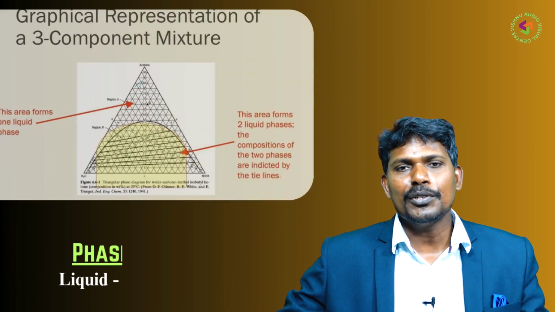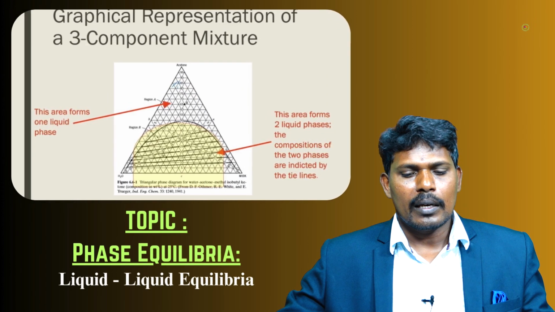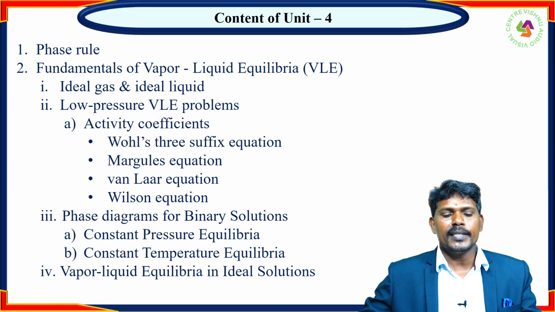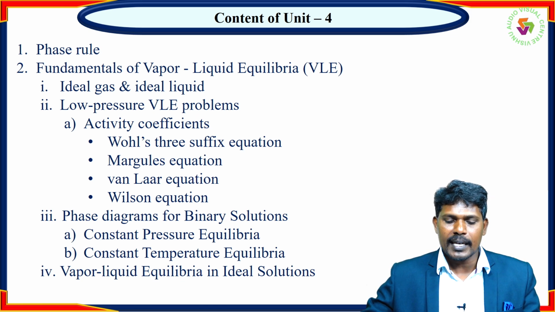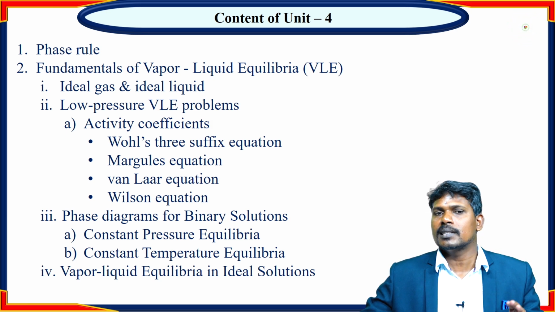So this is the continuation class of the fourth unit, that is phase equilibria. In the last two classes, we discussed the phase rule, fundamentals of vapor liquid equilibrium, the ideal gas and ideal liquid case, and the low pressure case. For activity coefficients, we discussed Wohl's three suffix equation, the Margules equation, the Van Laar equation, and the Wilson equation. This is what we discussed in the first class.